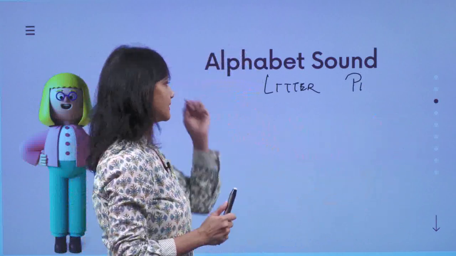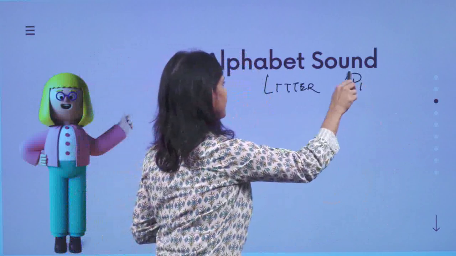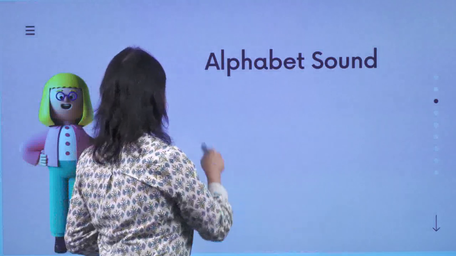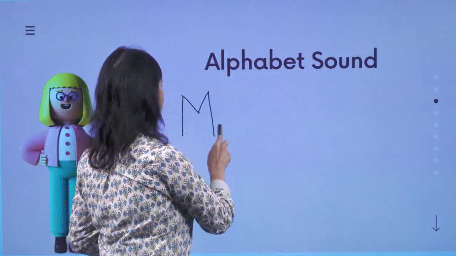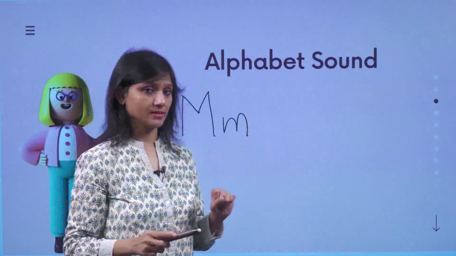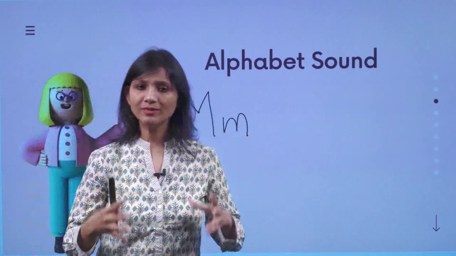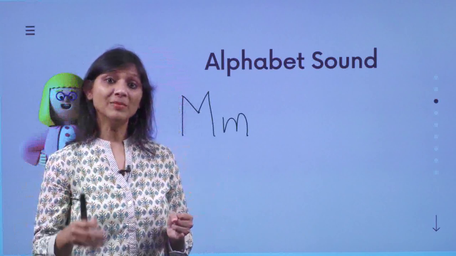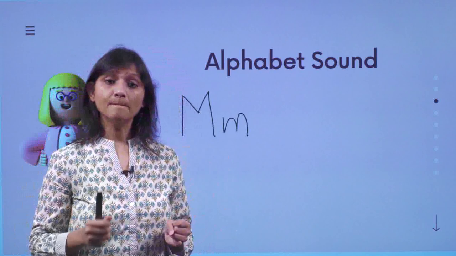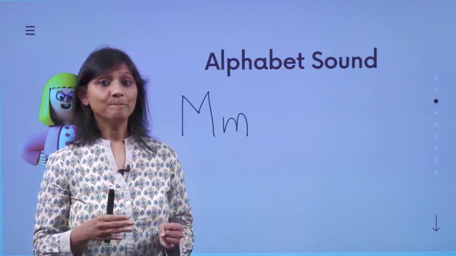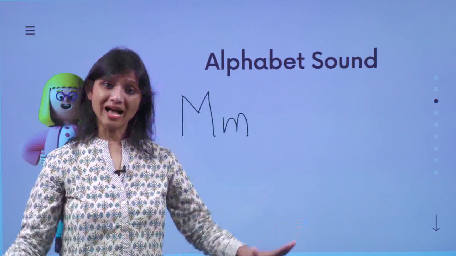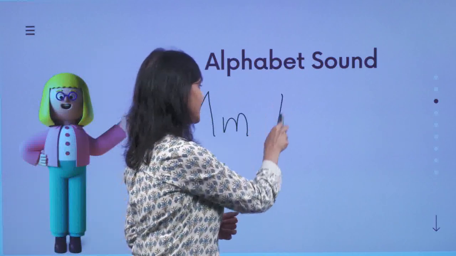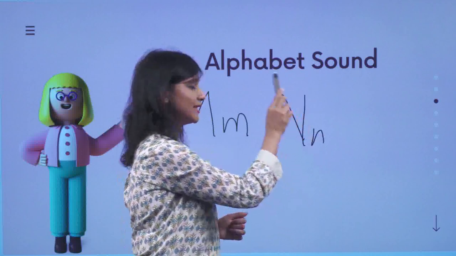The next letter after L is M. How do we write the baby M? Like this. Letter M. What is the sound that gets produced when we say M? We don't say M, we say ma, ma, mummy, ma, ma, mat. Then the next letter is N.